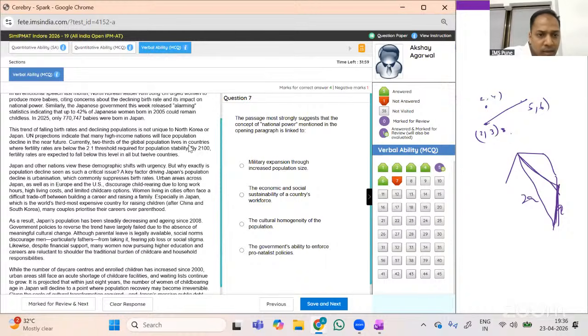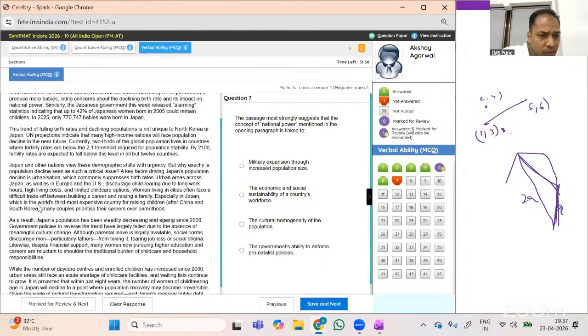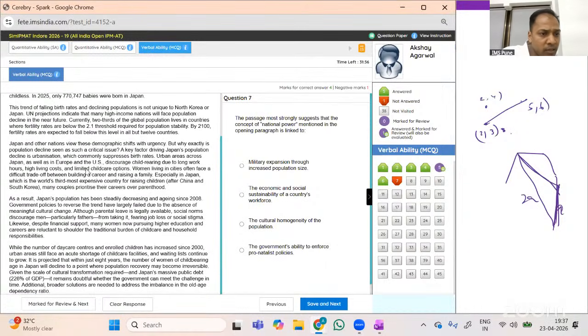Even many high-income nations will face population decline in the near future. Currently, two-thirds of the global population lives in countries where fertility rates are below 2.1, the threshold required to maintain population. Japan faces another big demographic shift, but why exactly does population decline seem such a critical issue?